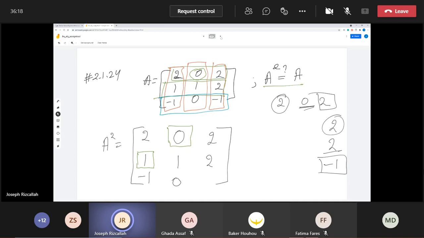And the last entry, the 3-3 entry, will be minus 1 times 2, plus 0 times 2, plus minus 1 times minus 1, just the number itself by itself. Yeah? So we get minus 2 plus 1, which is minus 1. And you see that this is equal to A. Such matrices whose square is equal to itself are said to be idempotent. You don't have to know this name. This is what they mean: just A squared is equal to A.